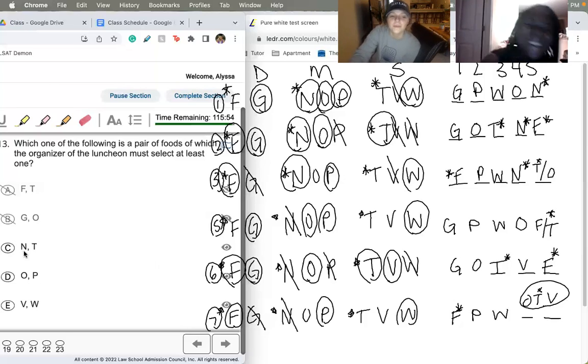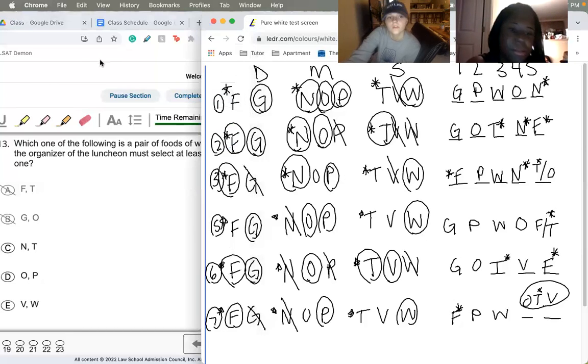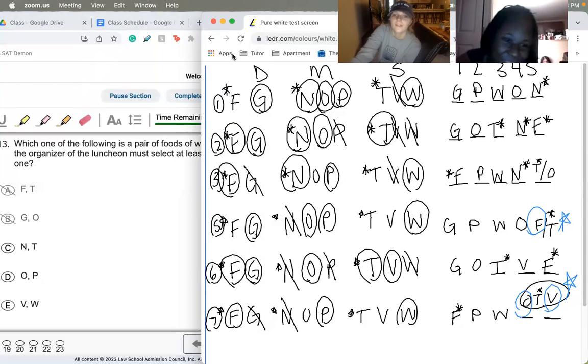Let's go over them. So we're between C, D, and E. So looking at C, N, and T, can we have a world where we don't have either of them? A world where we don't have either of them. Okay. No. What about this world? Oh, I completely missed that. I could select F and then I wouldn't have either N or T. That also happens down here. We could select O and W and not have N or T. Okay. So then that means he would not have to select that pair then.